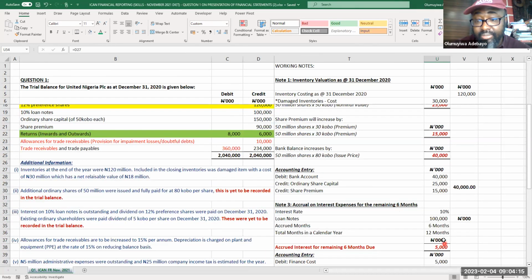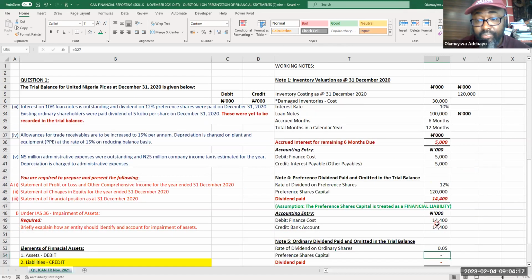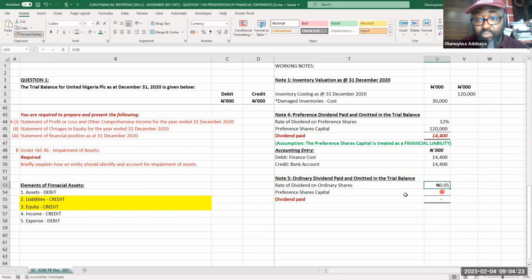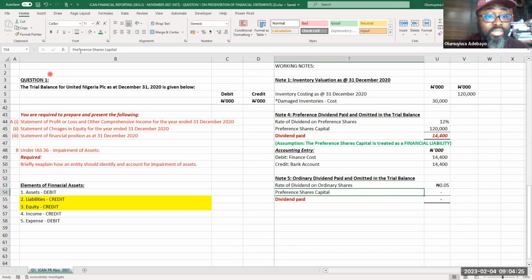I have it somewhere here. I have it here. Okay. What is the number of shares? Number of ordinary shares outstanding.